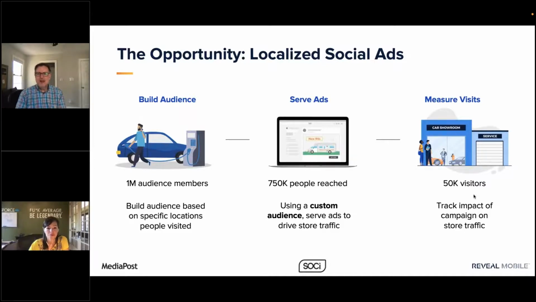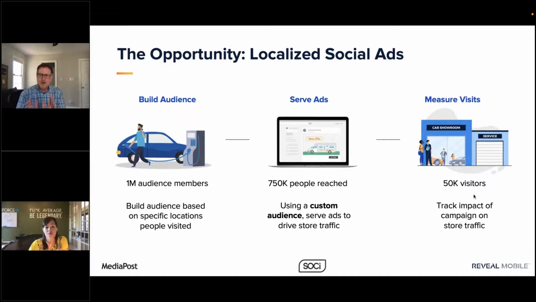And we're going to extract that audience from this geofencing technology, and we're going to look, let's say we look back a period of time, a month. Give me everybody who's been to a dealership in the last month, and we now have 1 million people in our addressable audience that we can serve ads to. Great, now we have our audience.